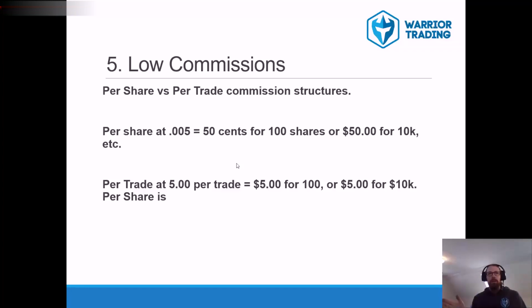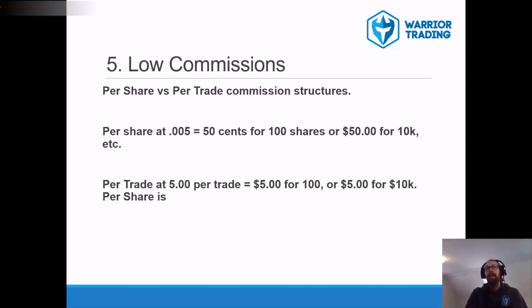The other commission type is per share. Some brokers will do something like half a penny per share, which means if you only trade 100 shares, it's only 50 cents, which is great. But then if you trade 10,000 shares, it's $50. So per share is only beneficial when you're trading less than 1,000 shares.